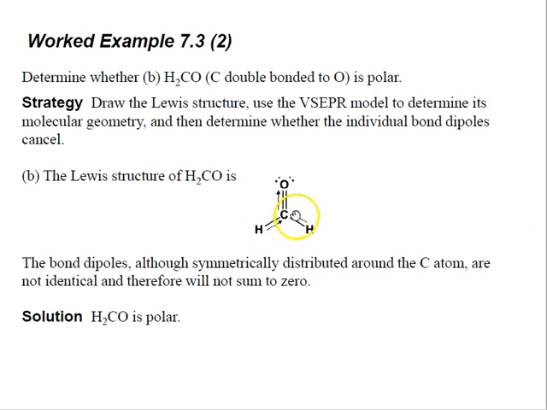Our Lewis structure is shown here. It has carbon, hydrogen, hydrogen, double bond oxygen. Dipoles will go from hydrogen to carbon because carbon's more electronegative than hydrogen. So there's two of those. And then you have the oxygen going up. If you notice, since we have the hydrogen going towards the carbon, it's going inward and upward. So overall, you have an upward pull, rather than if they were pulling in the opposite direction, they may somewhat cancel one another. So the bond dipoles, although symmetrically distributed around the carbon, are not identical, and therefore will not sum to zero, and this will ultimately be polar.